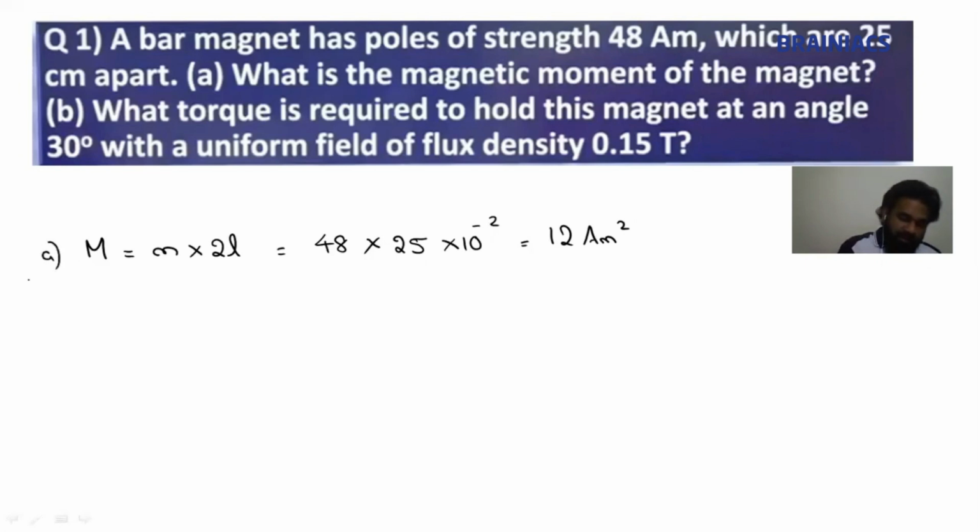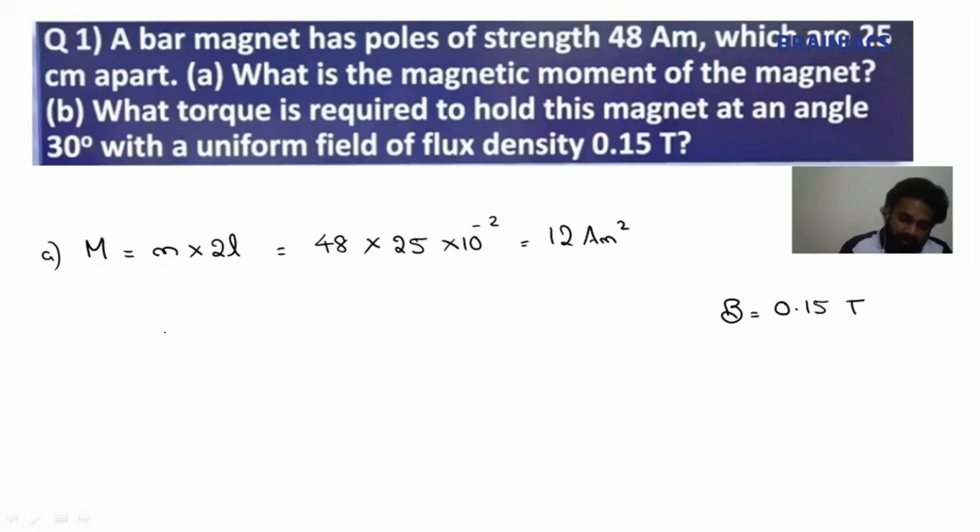Okay, fine. Next question is, what torque is required to hold this magnet at an angle 30-degree with a uniform field of flux density 0.15 Tesla. So here they have given the magnetic field is going to be 0.15 Tesla. That is what flux density means, magnetic field only. Flux density is actually flux per area. That is nothing but magnetic field only.